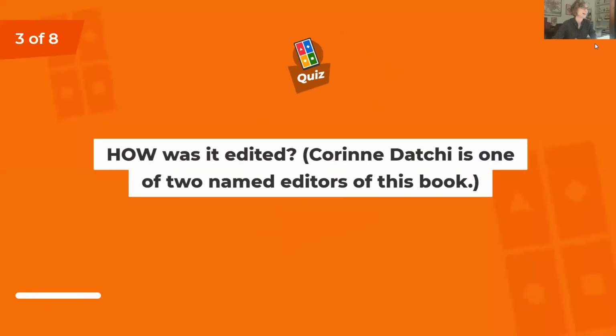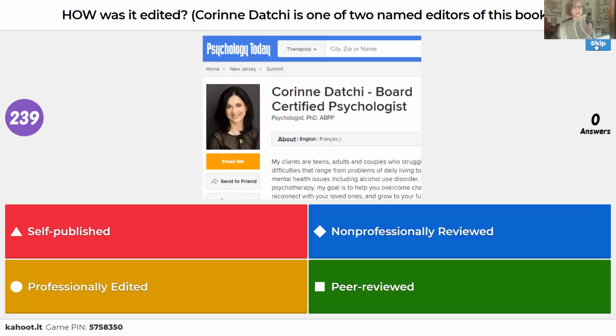Okay, so how was this item edited according to the why method? We have two named editors. They just put on the cover of the book, here are two editors. One of them is Karine Dachi. She does have a PhD in psychology, and she was our most credentialed editor. So two named editors of a book on psychology. What do we think?